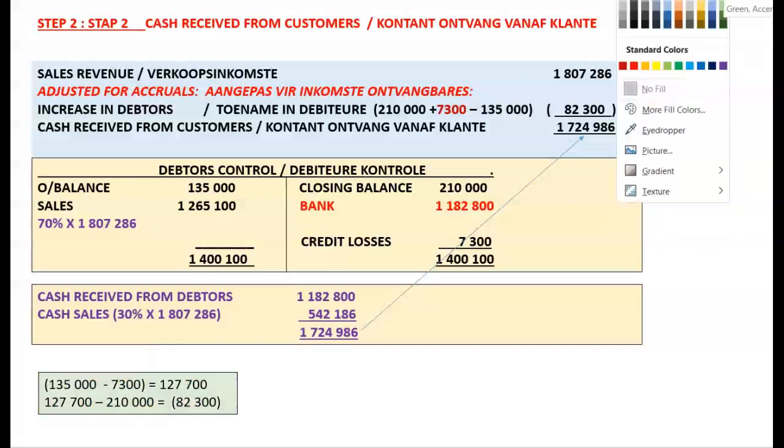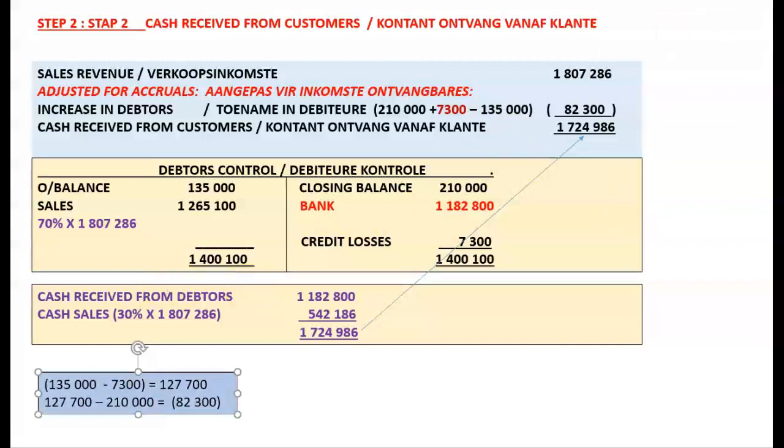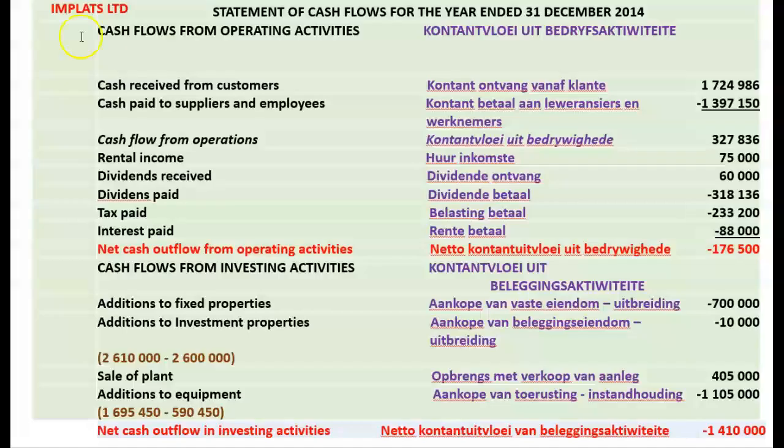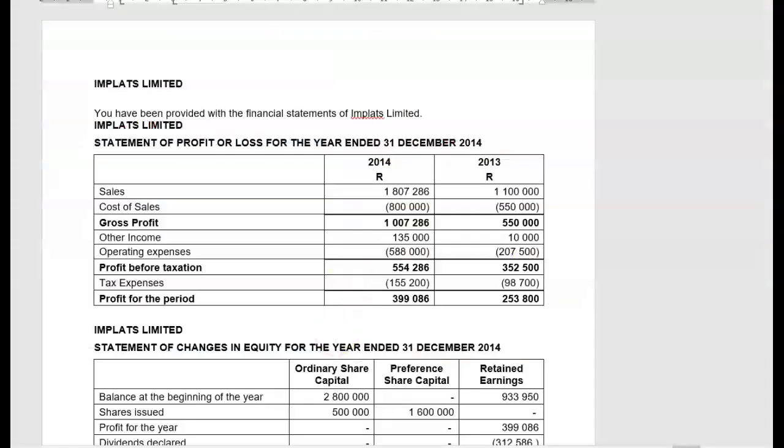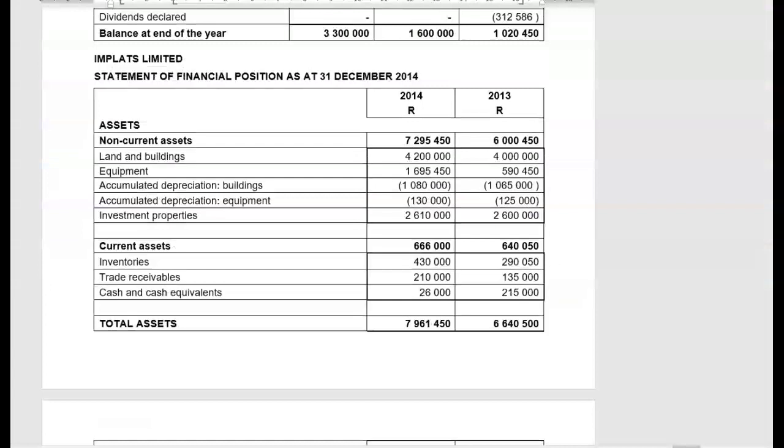Let's color that in for you. Right. Okay. Now we go and park that figure there. Cash received from customers, and there we're going to park it, 1,724,986. The next one that we're going to calculate is our cash paid to suppliers and employees. But before we actually attempt this calculation, let's do our PPE accounts first, because there's a lot of things that we're going to pick up out of the PPE accounts that have an impact on that figure as well.